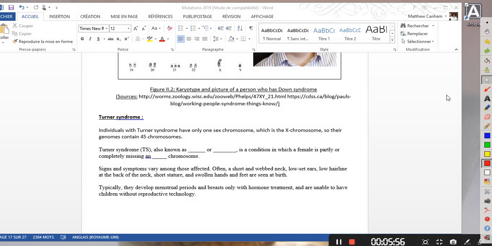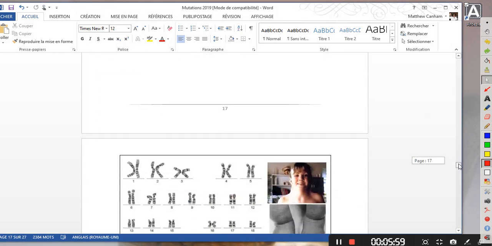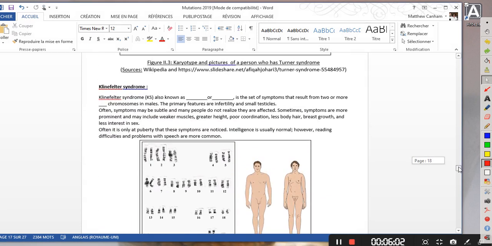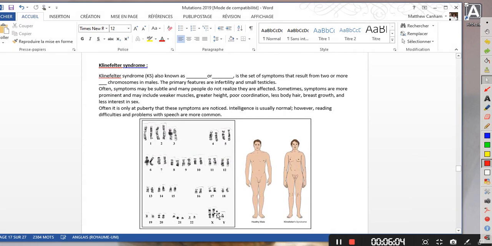Last case, Klinefelter syndrome. If we have a look, there are 2 X chromosomes and 1 Y chromosome. So this means there's an extra X chromosome.